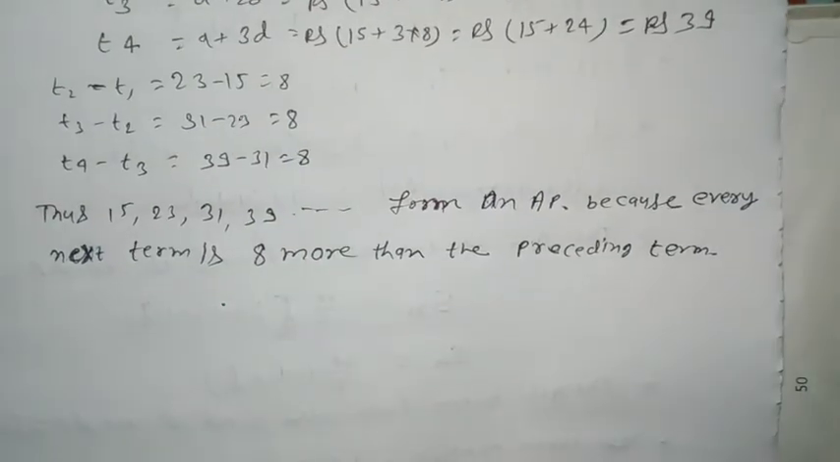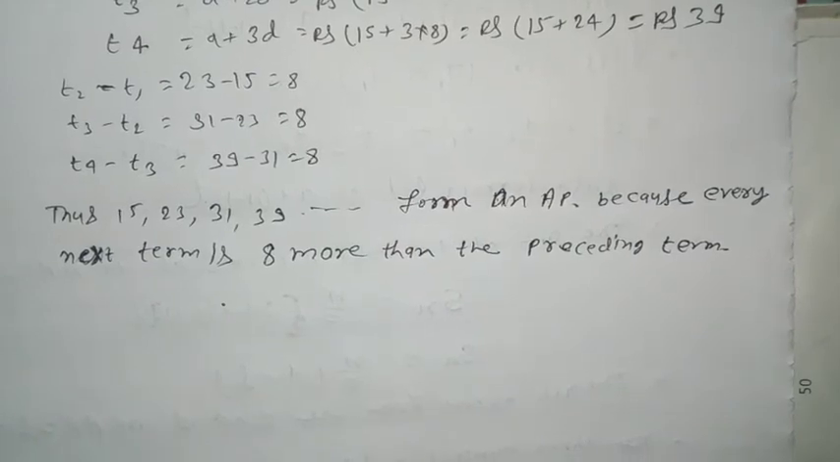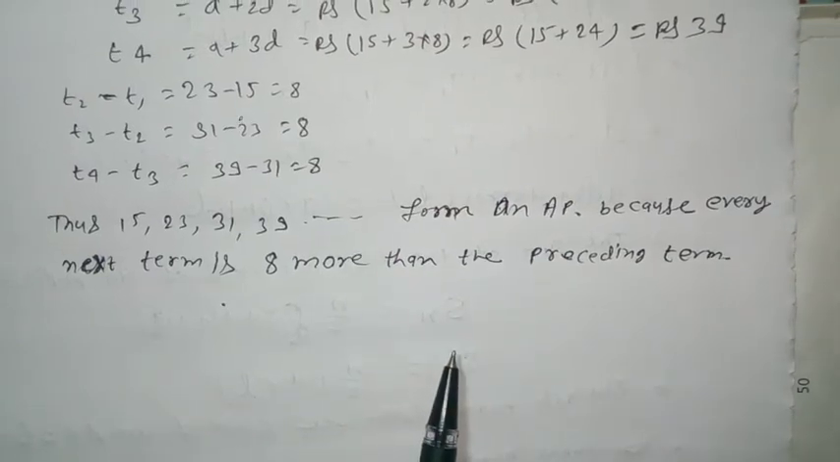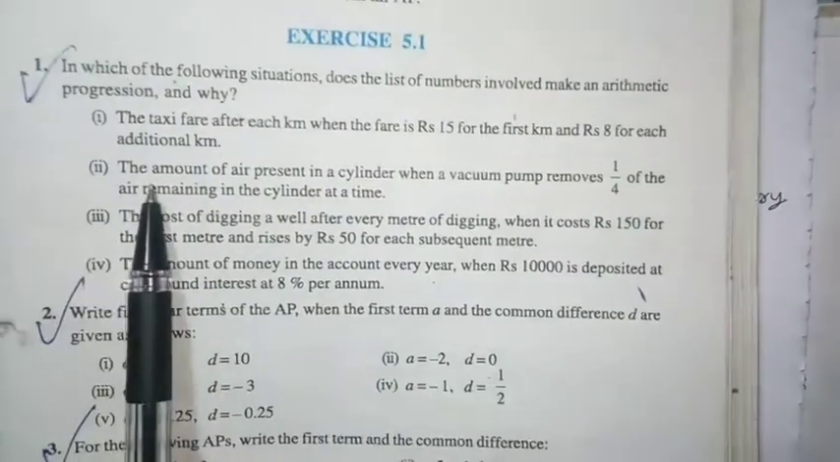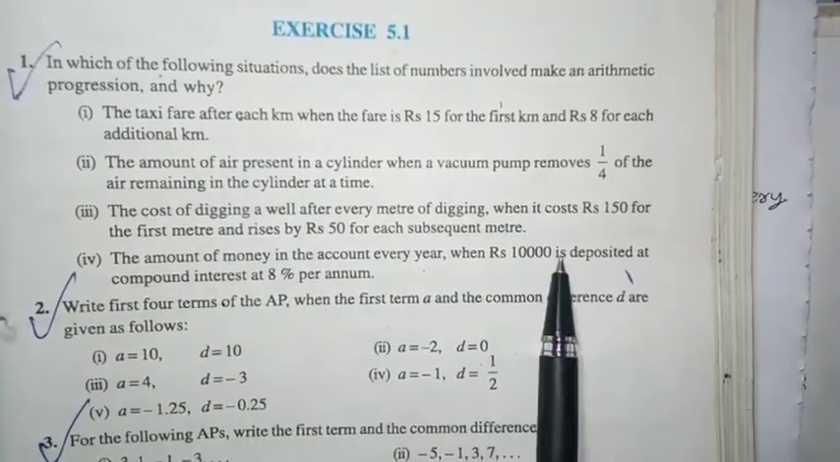So this is the form AP. So we can say that the first question of exercise 1 is making an arithmetic progression. Now you have three questions, second, third and fourth, for your practice.